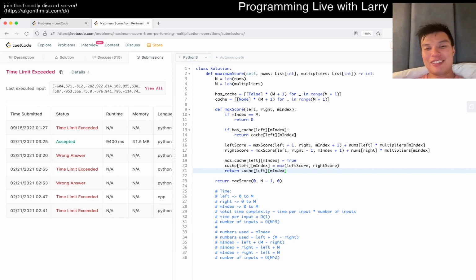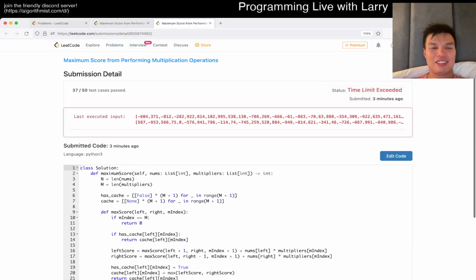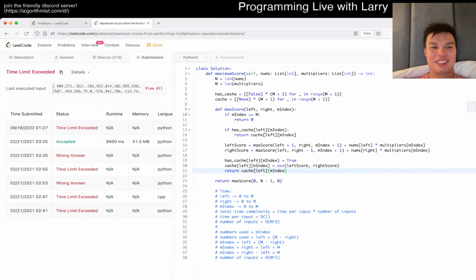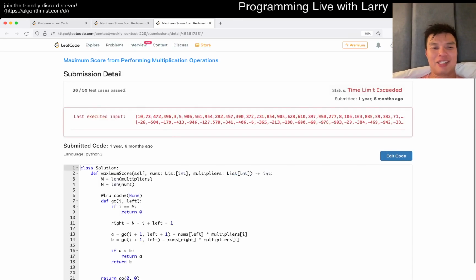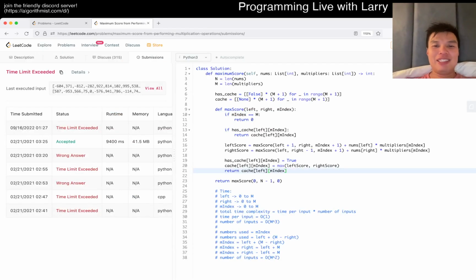Okay. Well, I would say hopefully the explanation was good. I don't even know if this passes anymore, to be honest. Let's see. They did reduce the number of tests, but 30 out of 50. Okay. Well, I guess if there are fewer test cases, maybe they made it a little bit better. There were 60 last time, though, 36 out of. I don't know. All right.